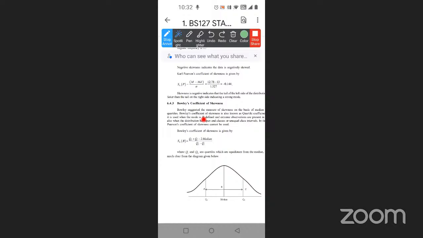It is used when the mode is ill-defined and extreme observations are present in the data, and also when the distribution has open-end classes, that is, less than 10, 10 to 20.